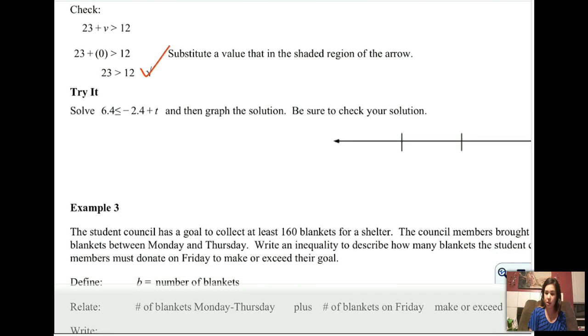Just like we did in the other one, go ahead and pause, do the try it yourself, and see if you're able to get the correct answer. Okay, so the correct answer was 8.8, and we got that by doing the opposite of negative 2.4, which is adding 2.4 to both sides, as you can see in my work here. So I ended up with t is bigger than or equal to 8.8.